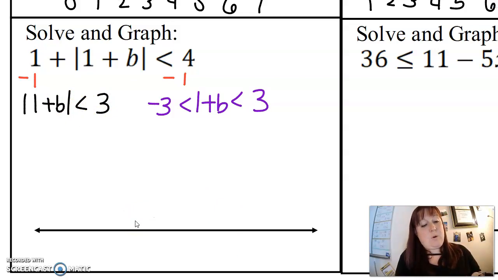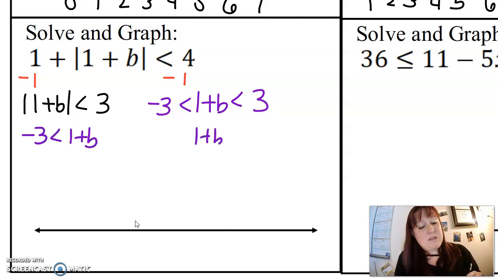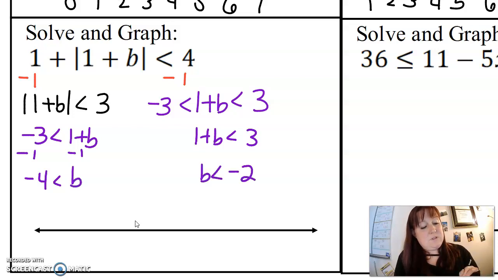This is a compound inequality, and so we are going to solve negative 3 is less than 1 plus b, and 1 plus b is less than 3. It's just two different inequalities. Subtract 1, and I get negative 4 is less than b, and then if I subtract 1 from there, I get b is less than positive 2. So here we have that b is greater than negative 4 and less than positive 2, so we can graph that.